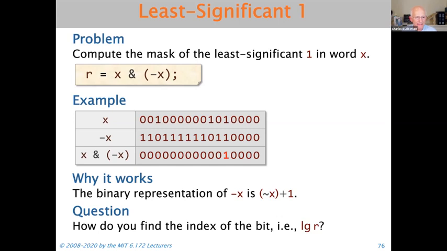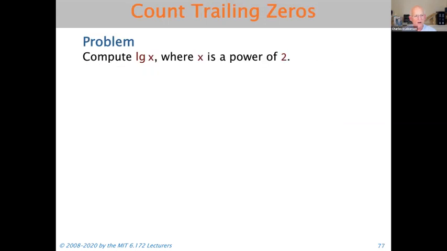Now, the more interesting question is, how do you find the index of the bit? That is the log of r. So r here, the bit log base 2 of r, where in this case r is a power of 2. Okay, how do we get that bit? Okay, and so that's our next problem. It's essentially log of x, where x is a power of 2, is essentially counting the number of trailing zeros.